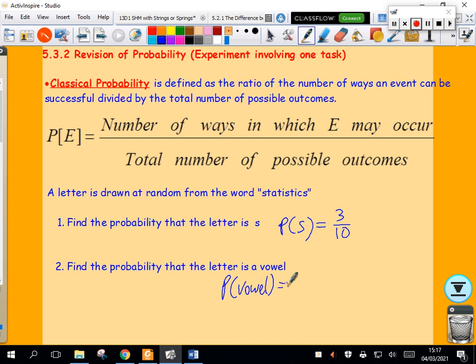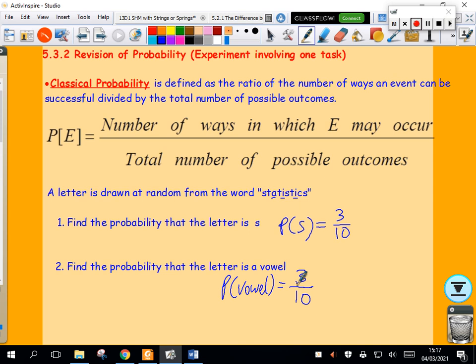The probability of a vowel, well, again, there are 10 possible outcomes altogether. That goes on the bottom of the fraction. On the top is the number of ways in which the event may occur. The event here is a vowel. How many ways can I draw a vowel? Well, A is a vowel, I is a vowel, I is a vowel. There's 3 vowels in there. There's 3 ways I can draw a vowel. 3 out of 10.